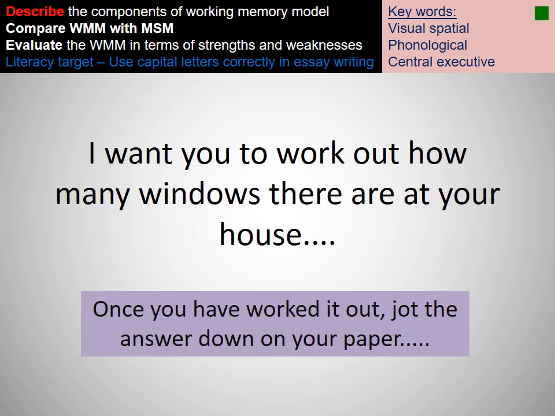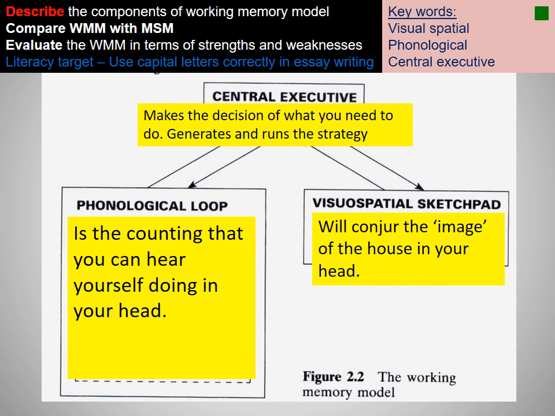Now, the example that Baddeley and Hitch give is, if I was to say to you, I want you to think about how many windows there are in your house, and you can take a second to do that if you want to, and then jot down the answer on a piece of paper. Baddeley and Hitch suggest that in order for you to be able to do that, most people will conjure up a visual image of their house in their head and go around and count the number of windows. So, for example, you imagine your hallway, you'll walk down the hallway, you'll go into each room and count the windows.